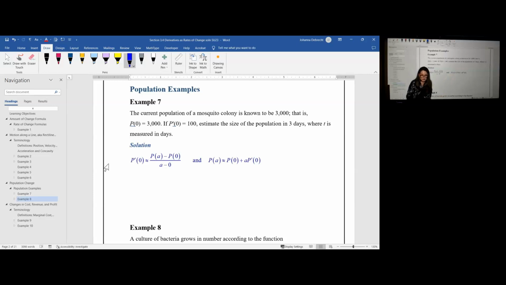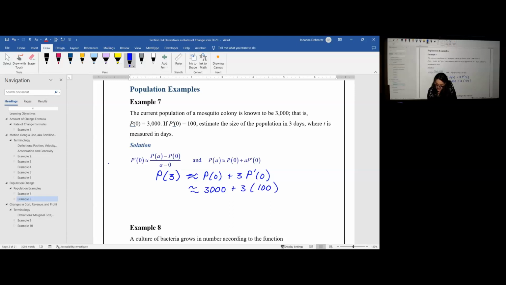In this case, we want to find the population after 3 days. So to find population at 3 days, we're going to take the population at the beginning and we're going to add 3 times the growth rate at the original value. Now, this is going to give me 3,000, my initial value of mosquitoes, plus 3 times the growth rate of 100 mosquitoes per day, which is going to give me that I now have approximately 3,300 mosquitoes.